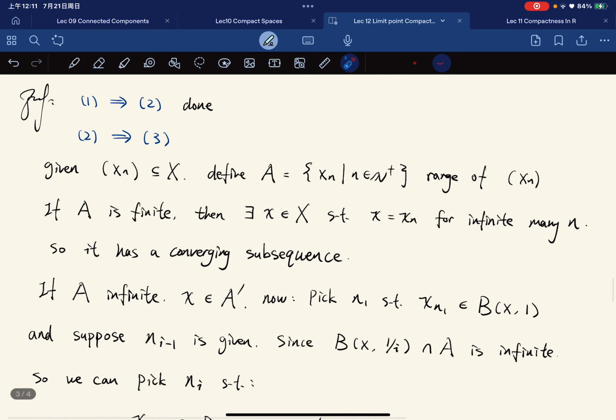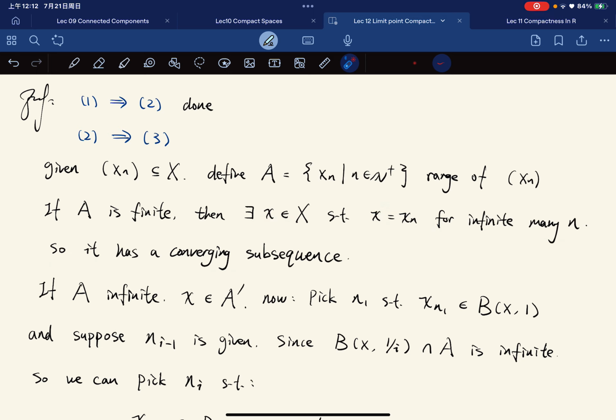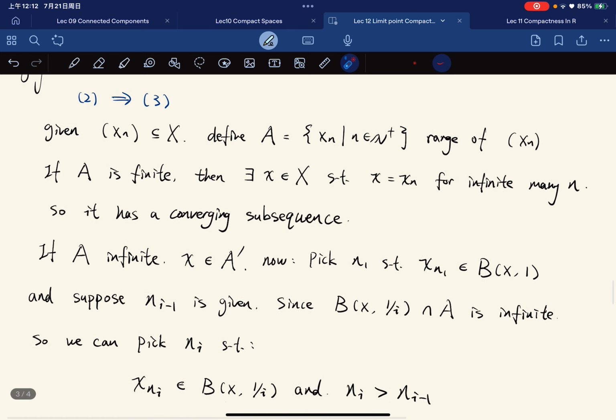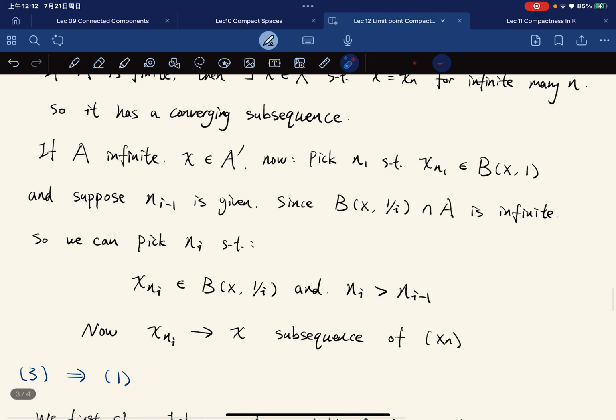If it's limit point compact, given a sequence, we define A as the range of the sequence. If A is finite, then we're done, because there is a point x such that x equals x_n for infinitely many n, so it has a converging subsequence. If A is infinite, then it has a limit point, since it's limit point compact. If it has a limit point, we can pick n_1 such that x_{n_1} is in the one-ball around x. Since it's a limit point, this is possible. And now, inductively, suppose n_{i-1} is given. Since this ball intersects A in an infinite set, we can always pick one that is in here.